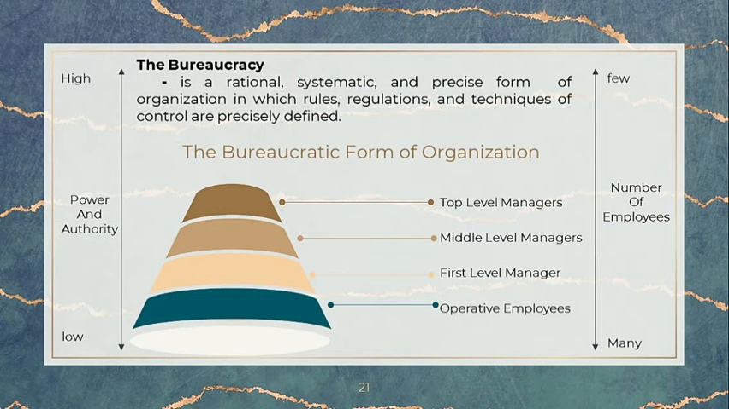Next one is the bureaucracy. It's a rational, systematic, and precise form of organization in which rules, regulations, and techniques of control are precisely defined. So this is the bureaucratic form of organization. And as you can see, there are top levels of managers, the number of employees, and the power and authority. Another example of bureaucratic management is the modern corporation.